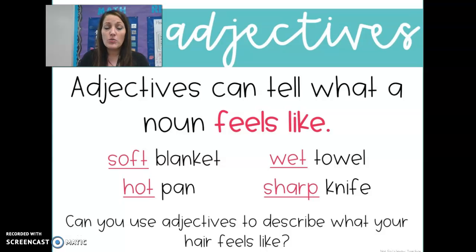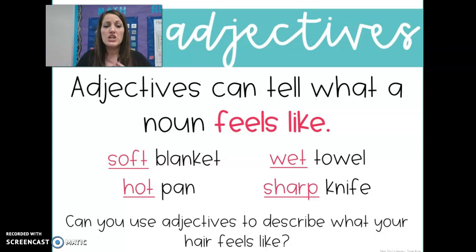An adjective can tell what a noun feels like. So this is my soft blanket. The blanket is soft because sometimes there are scratchy blankets. Let's be honest. Don't touch that pan. Why not? It's a hot pan. I need to know that that's how it feels. That describes the pan. The towel is wet. It's a wet towel. Sharp knife. So hot, soft, sharp, and wet all describe the nouns.